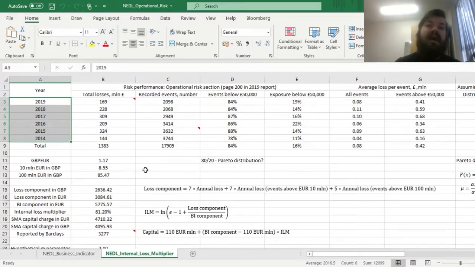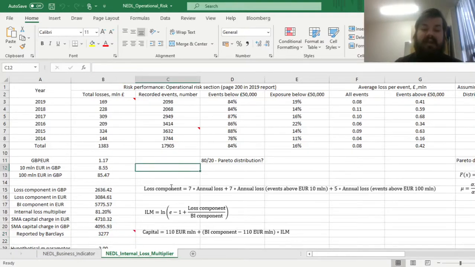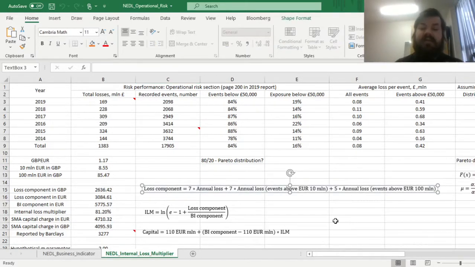And that's perhaps a source of disagreement between our capital charge that we'll calculate based on proxies and the real capital charge that Barclays reported themselves in their Pillar 3 report. And here, the calculation that we need to do should reflect the distribution of losses, not only their magnitude. And this can be evident from the loss component formula.